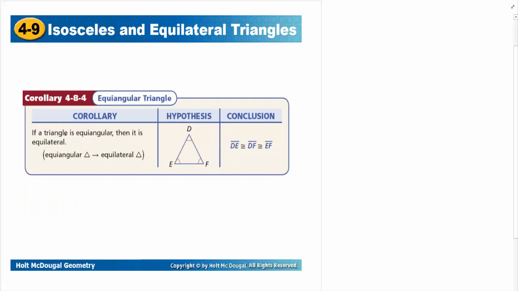Another corollary that we have, same basic premise, right? If it's equiangular, then it's equilateral. If you know a triangle is equilateral and equiangular, then you should be able to say the opposite, and it would be true as well, obviously. Again, these are things we've already talked about, so I'll move right along.